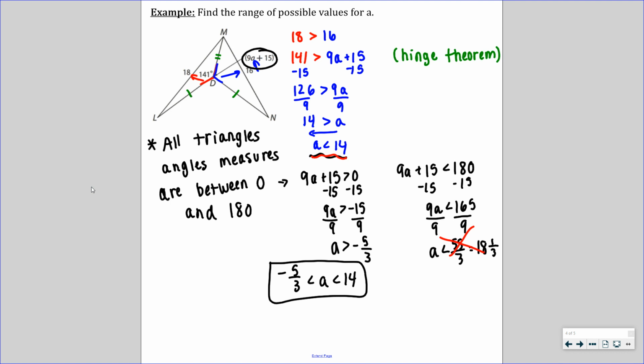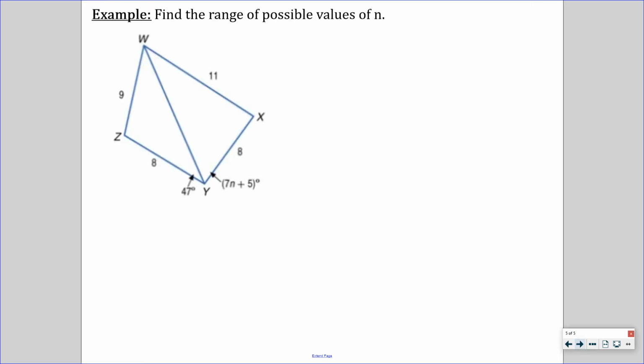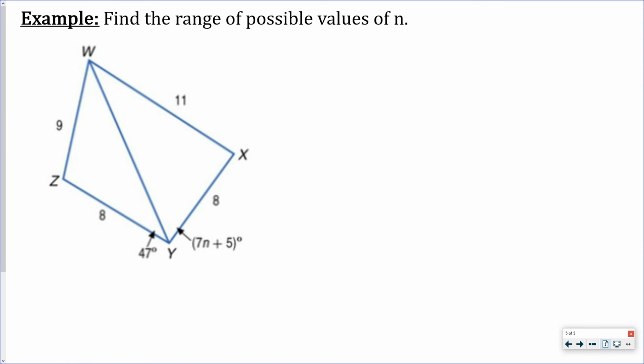Don't let this throw you off that we can have a negative variable value. We can, because we have 9 times that plus 15 more, so as long as the angle measure comes out positive, you're fine. All right, one more like that, and then we'll call it a week. We'll call it a chapter, actually. This time, find the range of possible values for n.